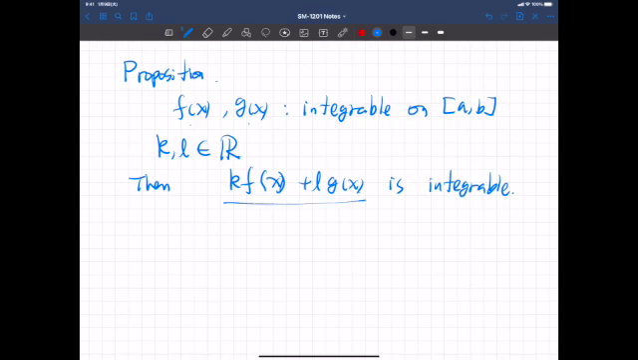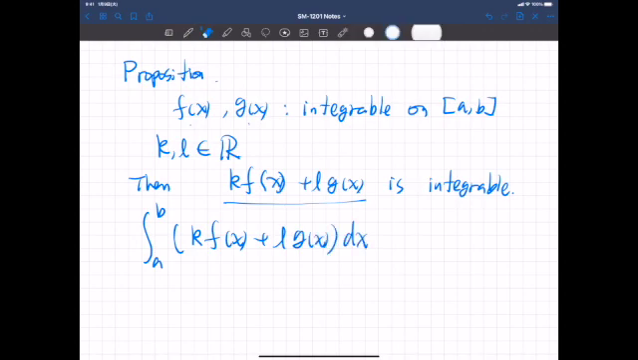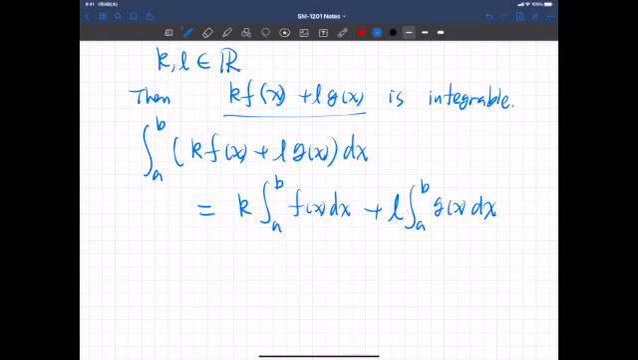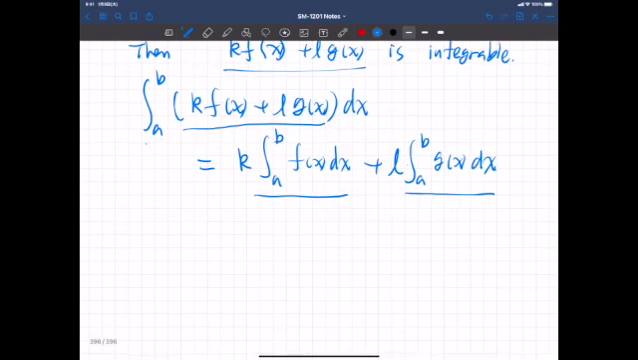And the value of this integral from a to b of k f of x plus l g of x becomes k times the integral of f of x plus l times the integral of g of x. So the integral of a linear combination of two functions is a linear combination of the two integrals. So this means the operation of integration is a linear operation. So here we go again, it's a linear operation.